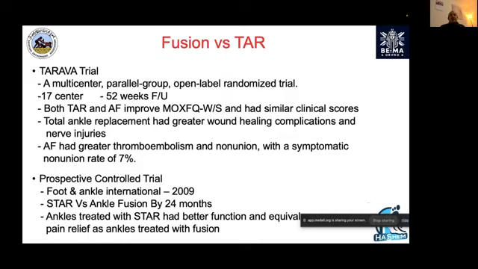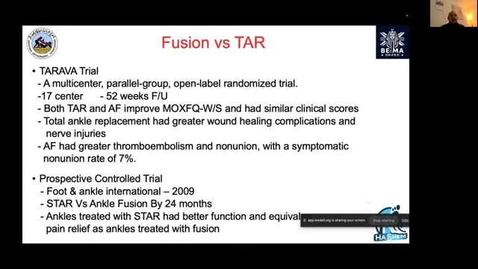But on the other side, ankle fusion has more VTE events and non-union, as I explained to you, and sometimes this non-union is asymptomatic in about 70%. This was when they did a prospective controlled trial. This trial was done in 2009, and it was published in Foot and Ankle International. It compared a STAR versus ankle fusion, before the Infinity was in the market and before the Infinity took this share.